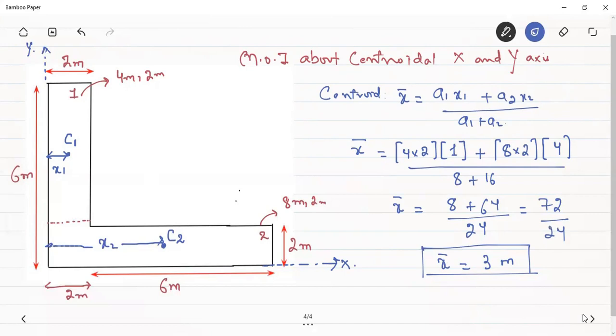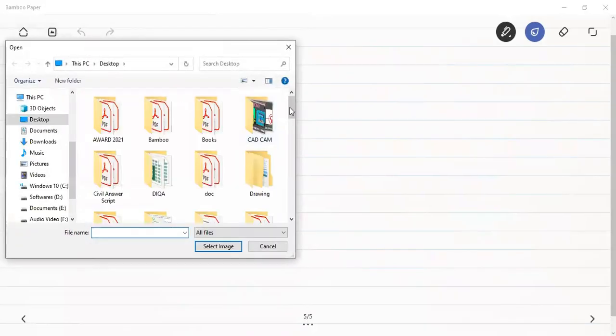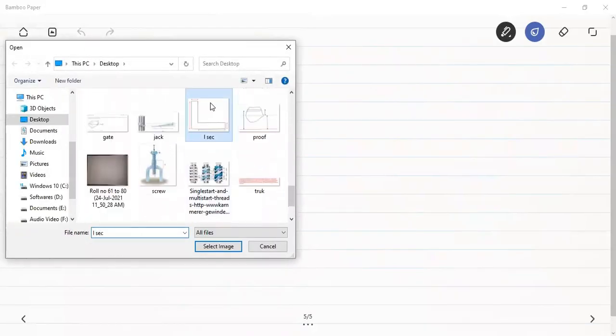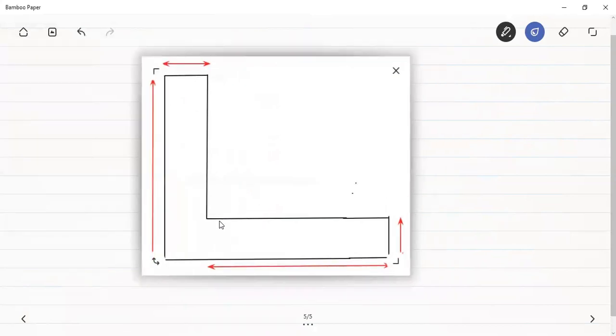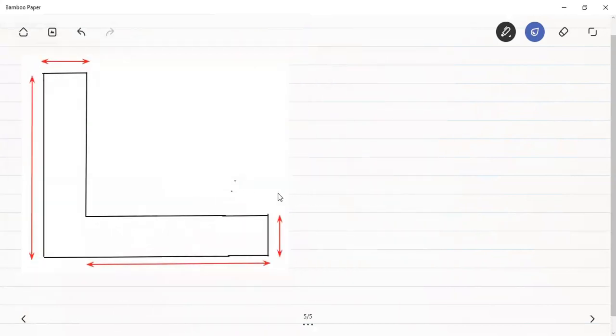Now similarly, we can find the y coordinate of the centroid of this figure. Let's introduce the figure again. Now I'm interested in finding the y coordinate. I had broken this into two rectangles. This is the centroid of the first rectangle and this is the centroid of the second rectangle. These distances were 2 meters, this was again 2, this was 6, this was 6, and this was 2. I had initially found out the x coordinate of the centroid.